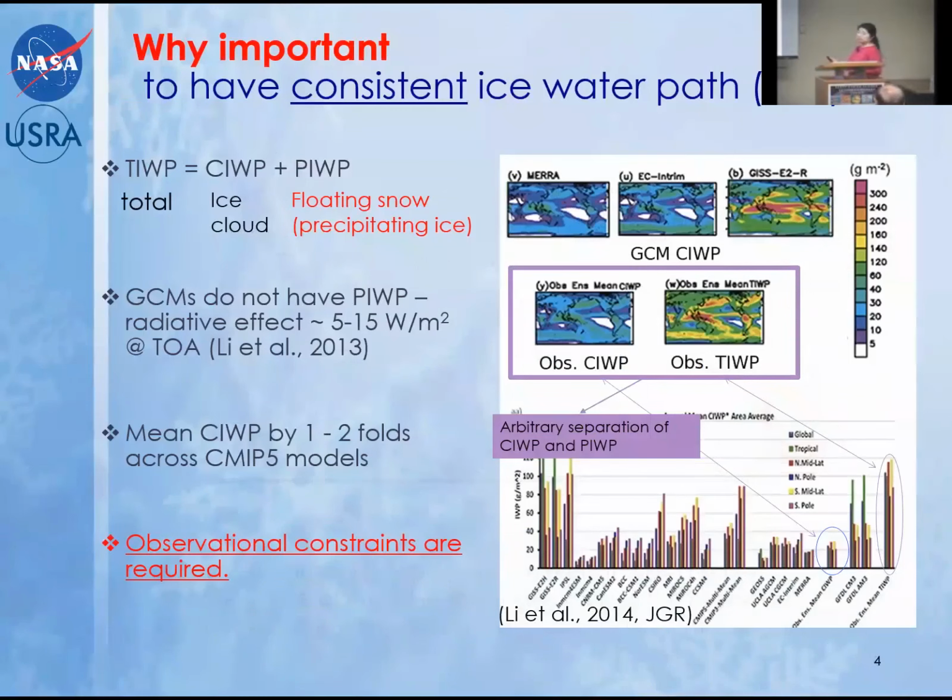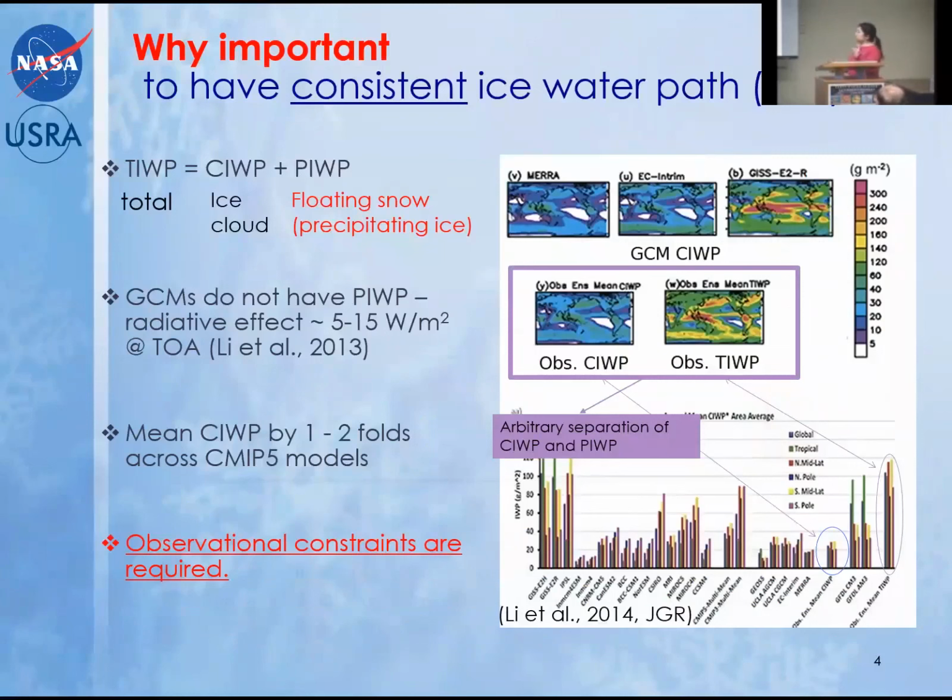In the GCM, you will usually have the ice-water path separated into the non-precipitating cloud ice-water path and the precipitating ice-water path. I combine here CIWP and PIWP, and they're the total ice-water path. And in the real world, in satellite measurements, they don't separate it in this way. They just retrieve the ice-water path to which the instrument is sensitive. So there's not an apples-to-apples comparison.